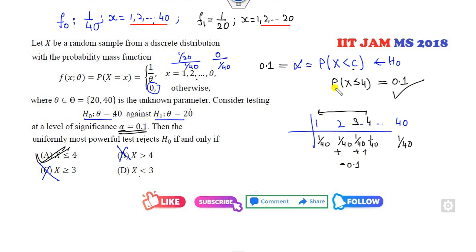If I take x less than 3, which cases are satisfied? These two cases. If you add them, it will be 2 over 40, which is not equal to 0.1. So this option is cancelled. A is my right answer.